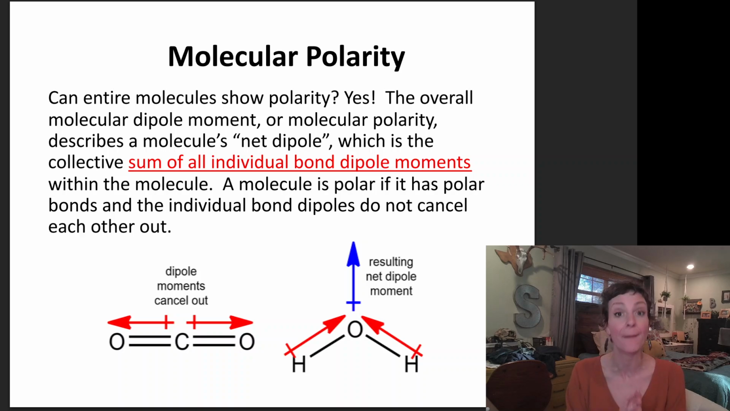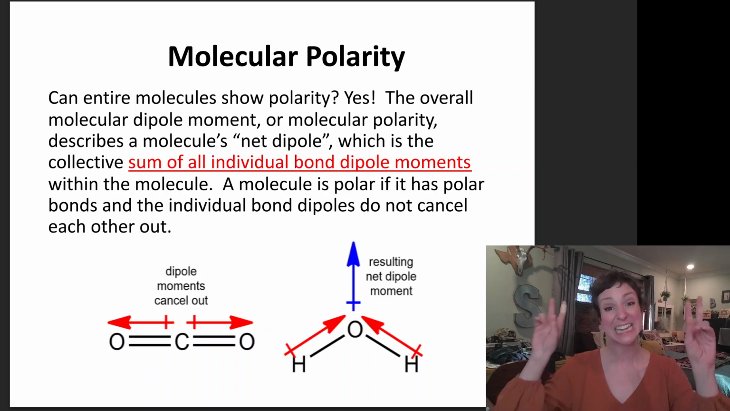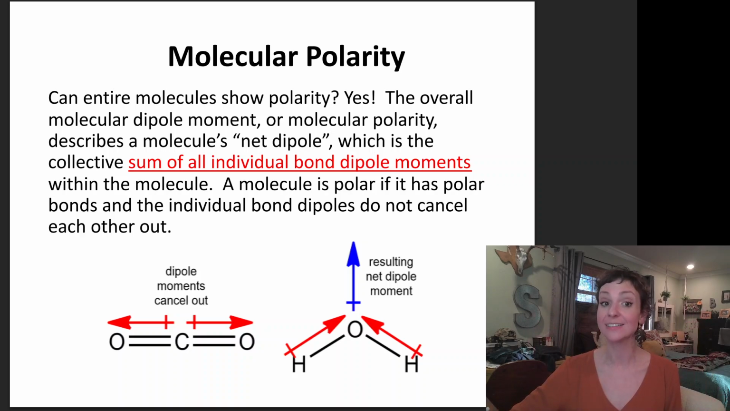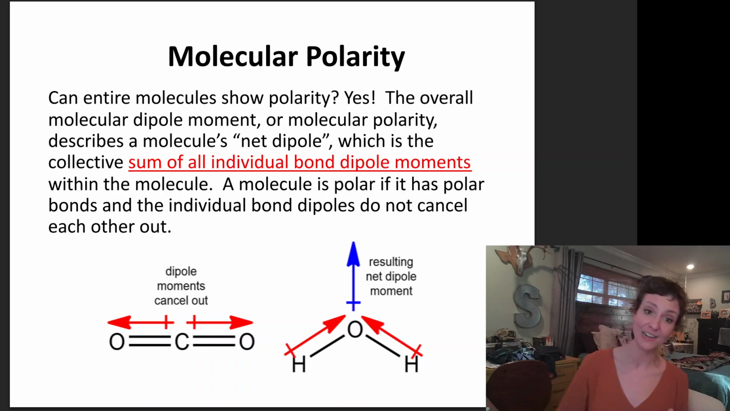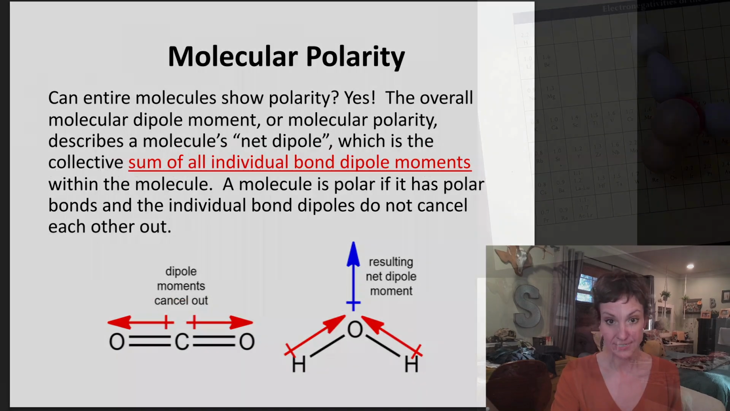So here we're going to talk about molecular polarity. Can entire molecules show polarity? Yes. The overall molecular dipole moment, or molecular polarity, describes a molecule's net dipole, which is the collective sum of all of the individual bond dipole moments within the molecule. A molecule is polar if it has polar bonds and the individual bond dipoles do not cancel each other out. Whoa, what is going on here?